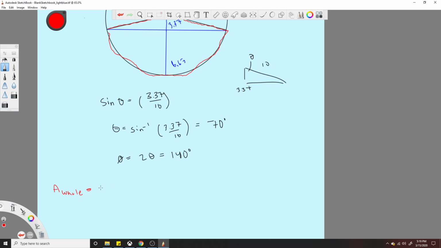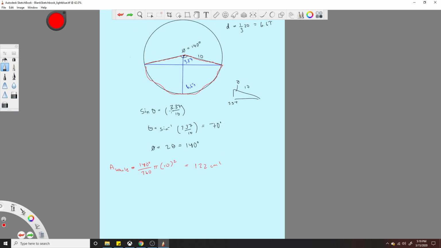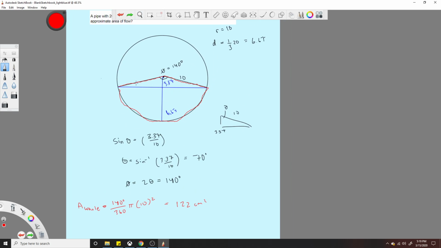And that's going to be 140 degrees over 360 degrees times pi r squared. So pi, and what's the radius again? The radius is 10. And this is all in terms of centimeters. So that's going to give us 122 centimeters squared. Oops, sorry. So now we have this whole red region right there. Now we just need to find this big triangle region. I'll put it in green. I want to find this triangle here.